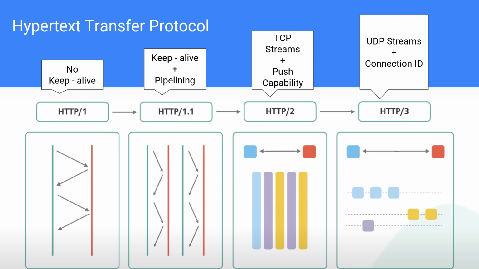So in HTTP 3 we were able to solve the problem of head of line blocking not only at the transport layer but also at the application layer. So this was the overall growth of HTTP over the period of time.